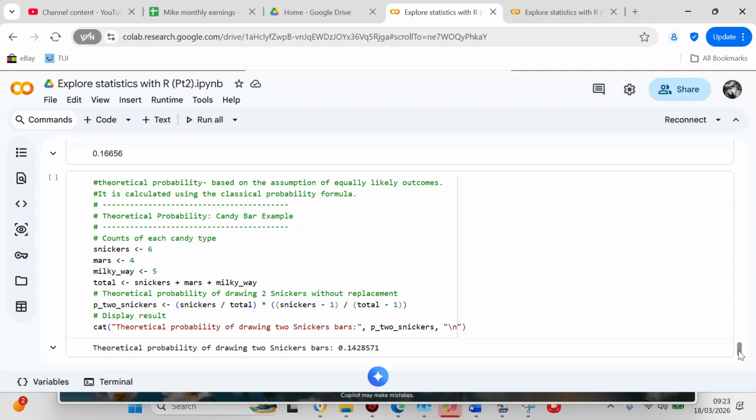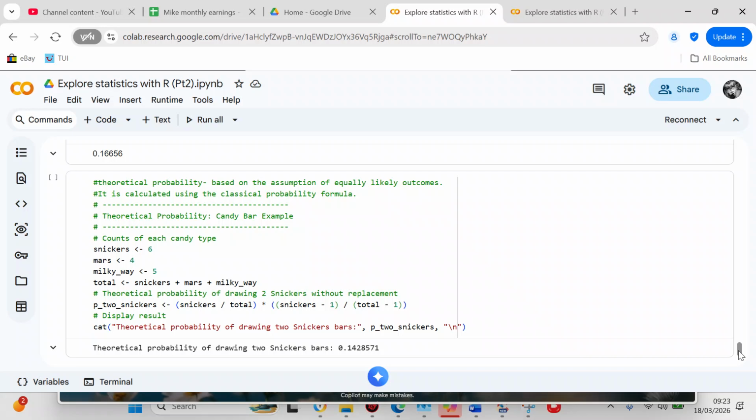The counts of each candy bar are: Snickers is 6, Mars is 4, Milky Way is 5. Total equals Snickers plus Mars plus Milky Way. So 6 plus 4 is 10, plus 5 is 15. So you have a total of 15.